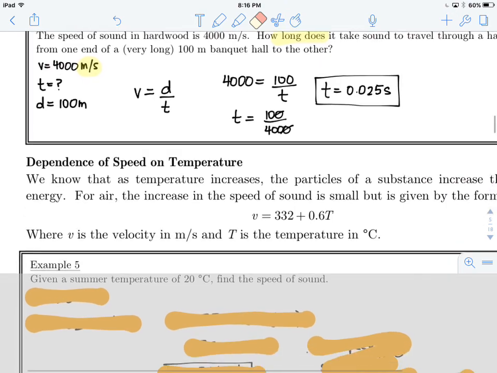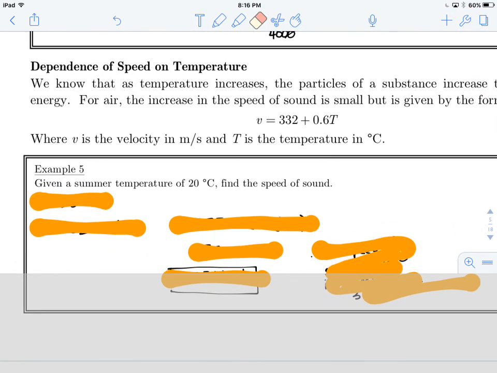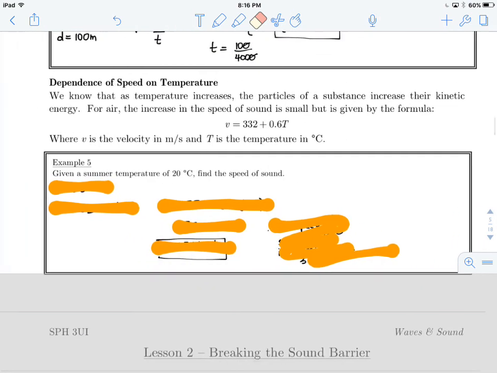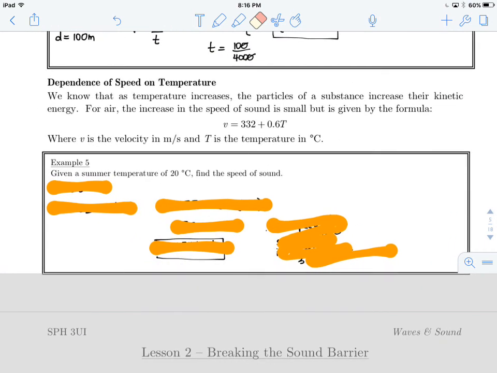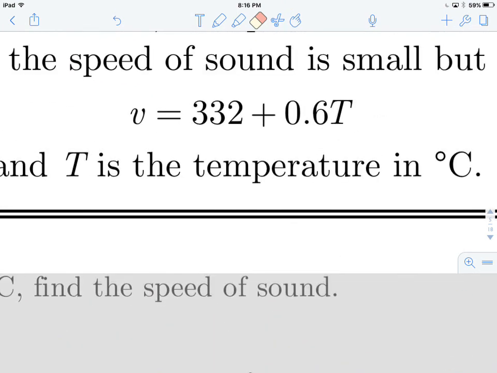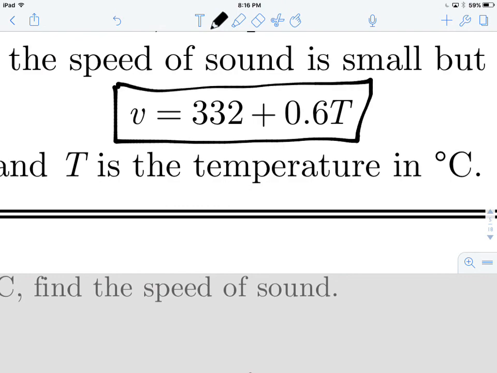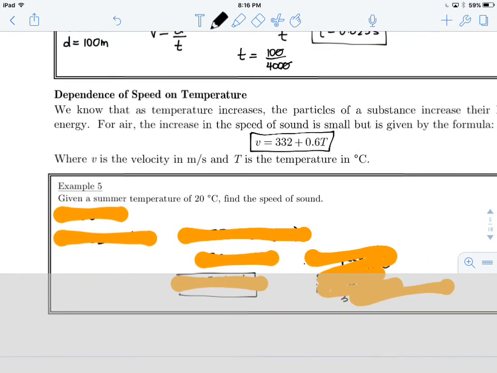Speed of sound is also dependent on the temperature, not just the medium. And when the temperature increases, we know this from chemistry, the particles in the substance increase their kinetic energy. What that means is that when there's more kinetic energy in the substance through which sound is traveling, the speed of sound will actually increase. Here, for the air, this is the equation that we get. The speed of sound is equal to 332 plus 0.6 T, where T is the temperature in degrees Celsius.